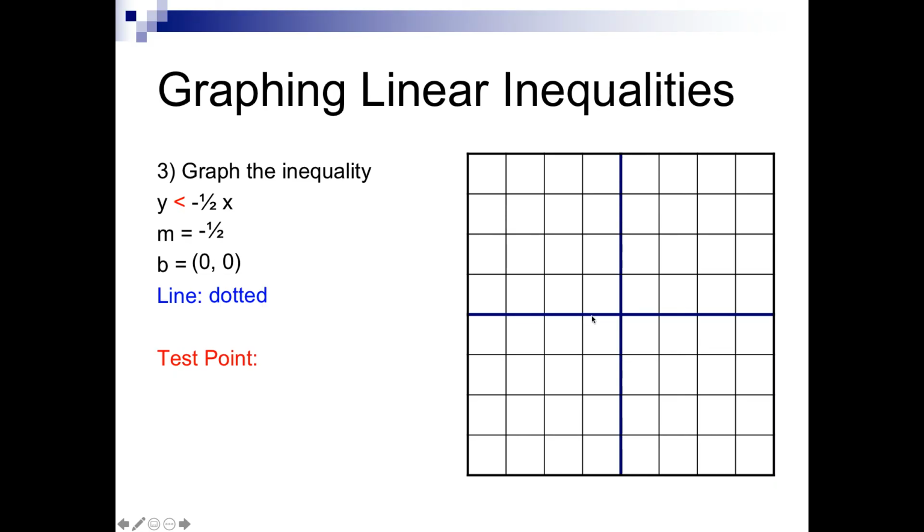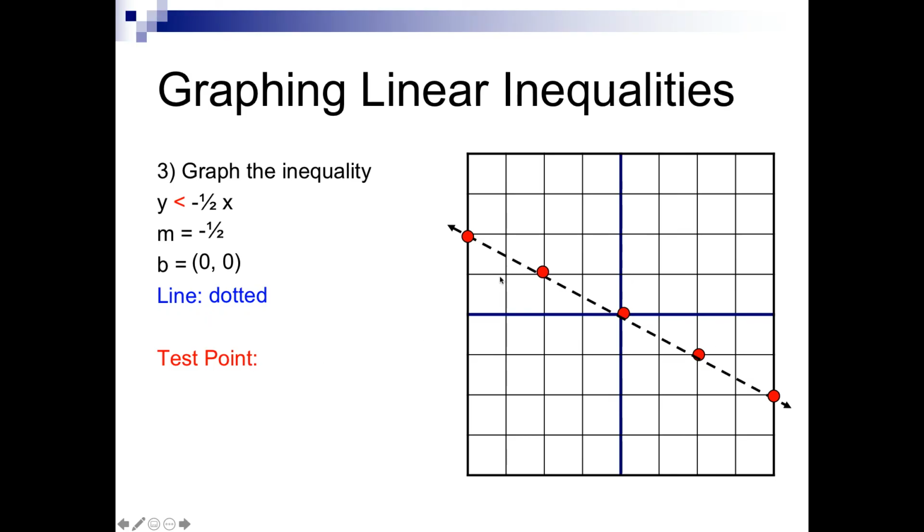So when I graph this, I start at the origin. I go down 1, right 2, make my point. Down 1, right 2, make another point. And I can go in the other direction. Up 1, left 2, and up 1, left 2. And then I draw my dotted line.